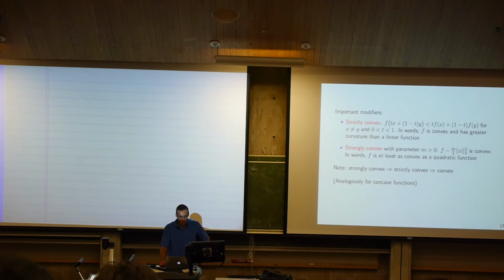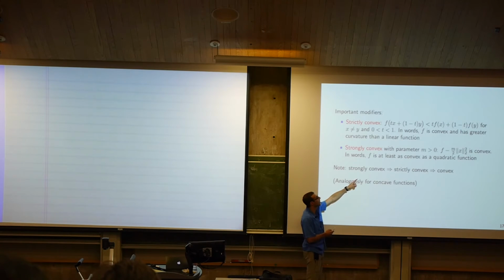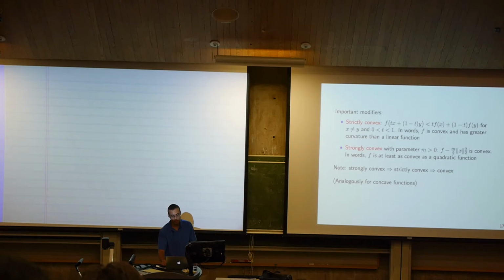So here are two very important modifiers: strict convexity and strong convexity. A function is convex if the previous definition held. A function is strictly convex if we get strict inequality instead of just less than or equal to. We get strict inequality whenever t is strictly between 0 and 1. That means the function must lie strictly below the line segment, not just less than or equal to the line segment, when t is between 0 and 1, not including 0 and 1.